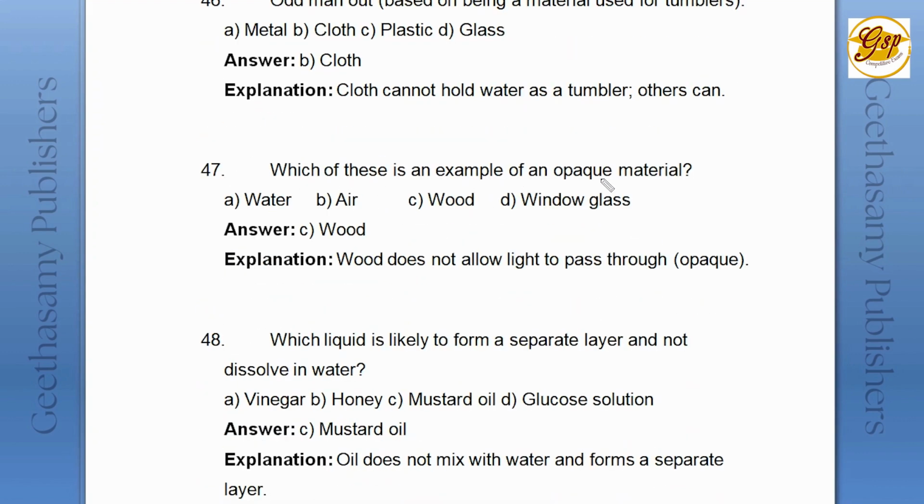Then 47th question. Which of these is an example of an opaque material? Water, air, wood, window glass. Right? It is wood. Wood does not allow light to pass through, so it is opaque.